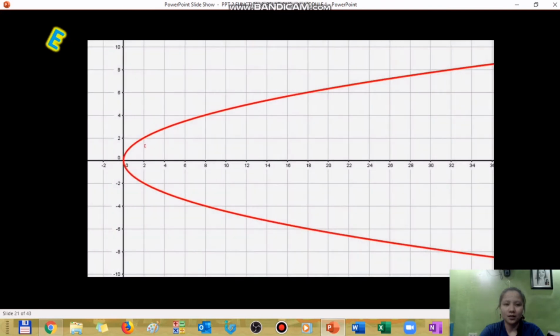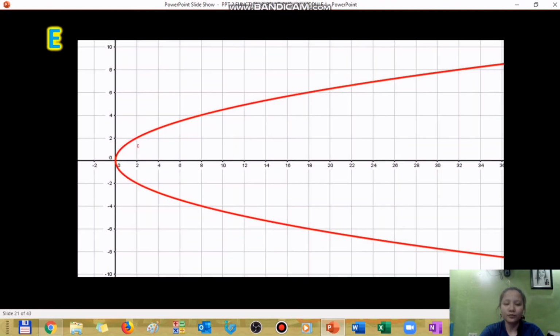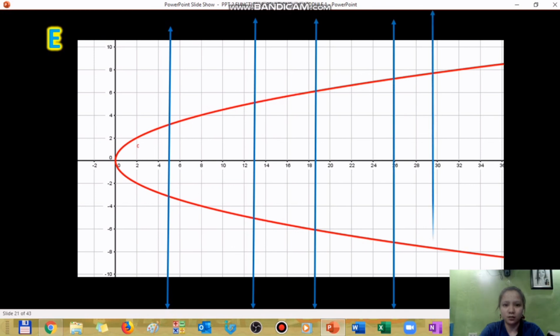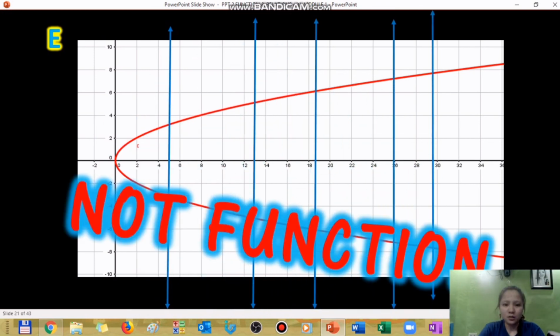Next, the last one, the letter E. Again, draw a vertical line. By just seeing the graph, automatically you can see that the vertical line already intersects the graph twice, at this point and this point. Therefore, you do not need to draw many vertical lines because with this one vertical line that you've drawn, you can already identify if it is a function or not, right? So what's your answer? The answer is not a function.